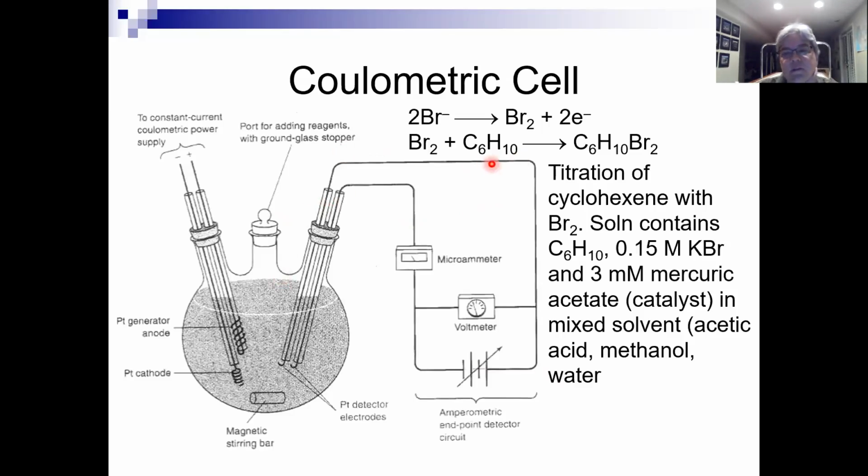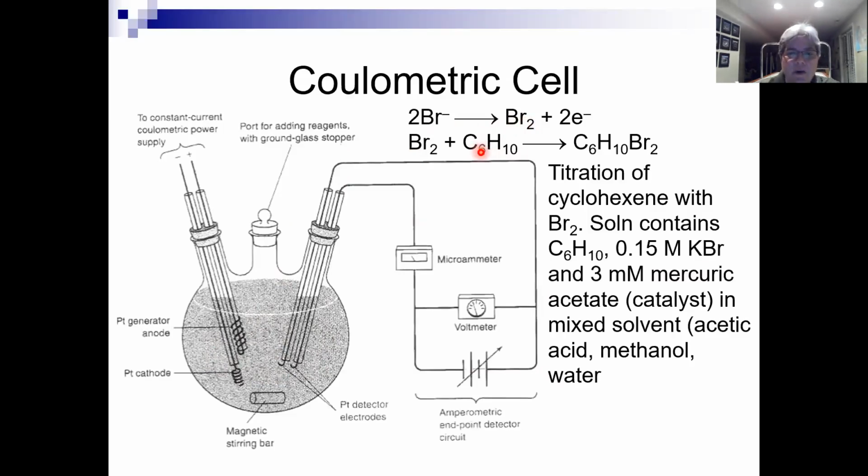And notice what we're determining is this guy right here, cyclohexene. And cyclohexene will react with Br2. Now, Br2 is not very stable. So what they do is in this solution, notice they have KBr. So they use a current to cause the Br- to form Br2. Okay, and this Br2 then reacts with the cyclohexene.